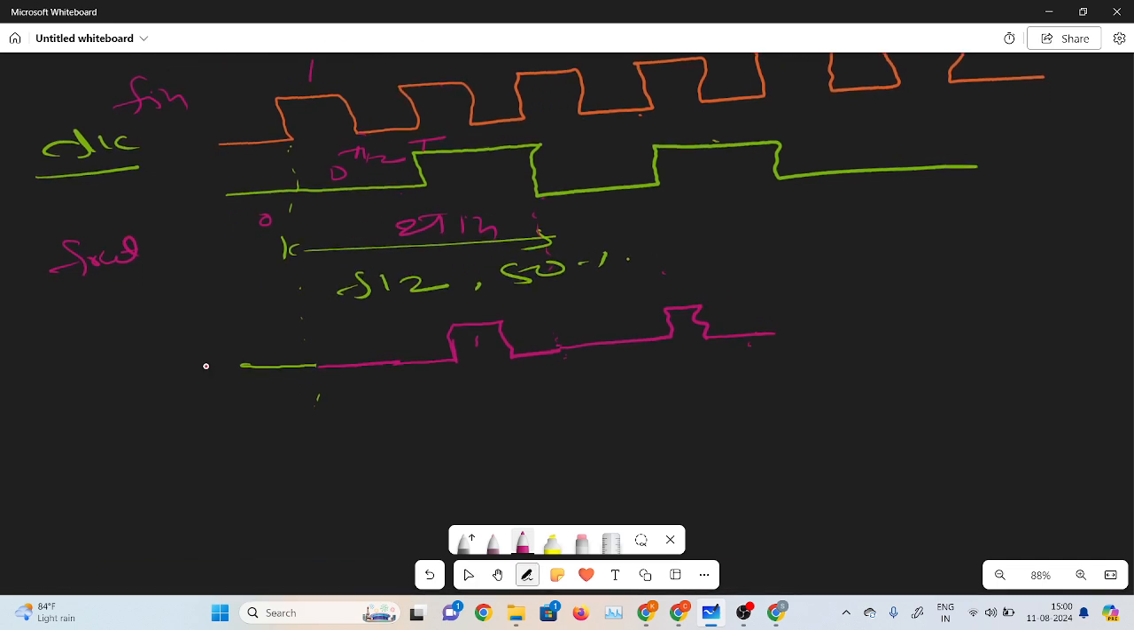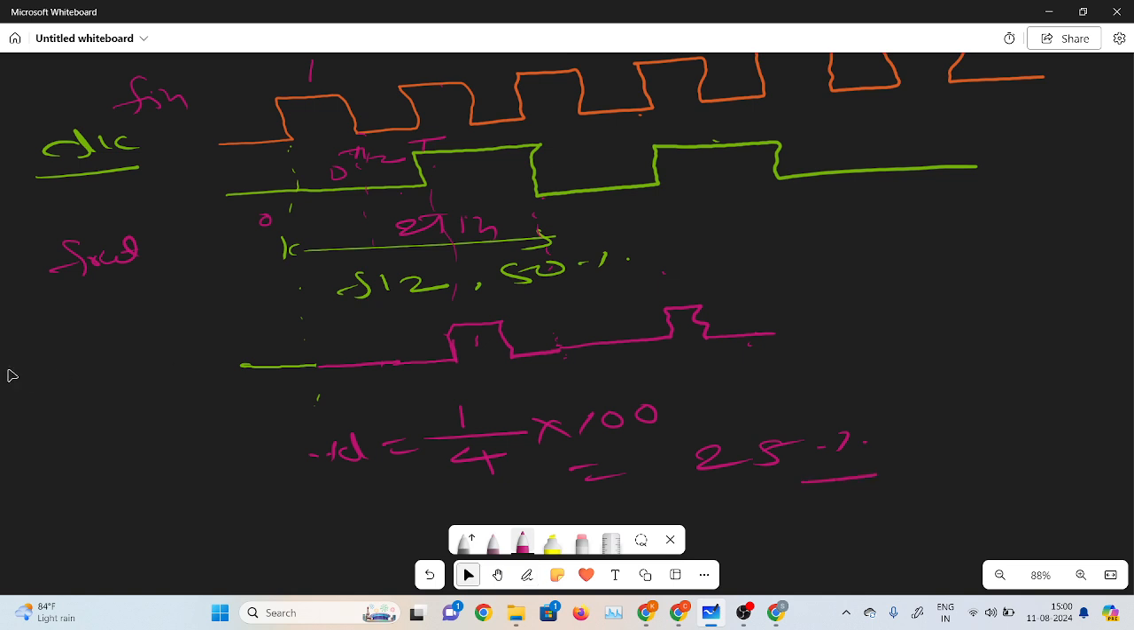So here the percentage duty cycle is, the total is four parts. I mean I am making four parts, this is one, this is two, this is three, and this is four. So only one part it will be 1, and for the remaining three parts it will be zero. So 1 by 4 into 100%. Okay, so this is the 25% duty cycle.